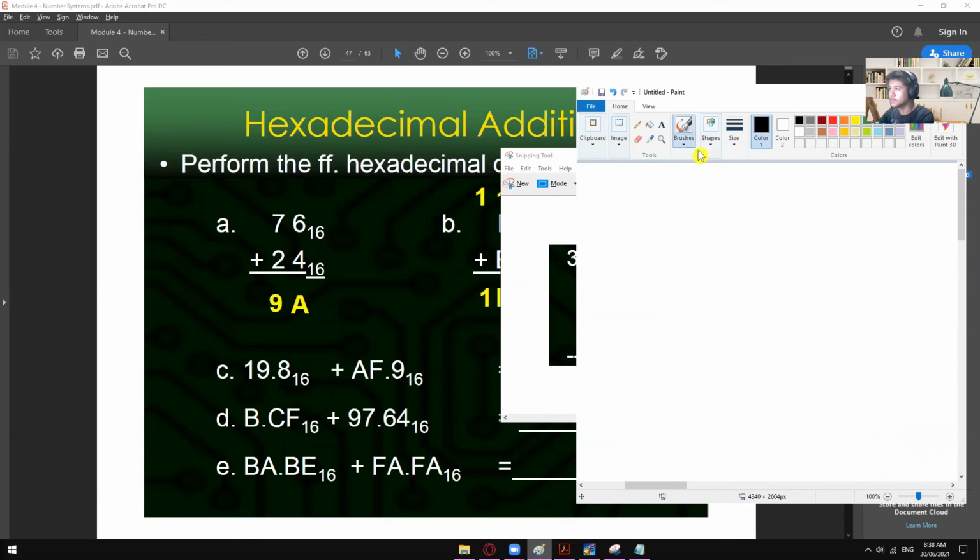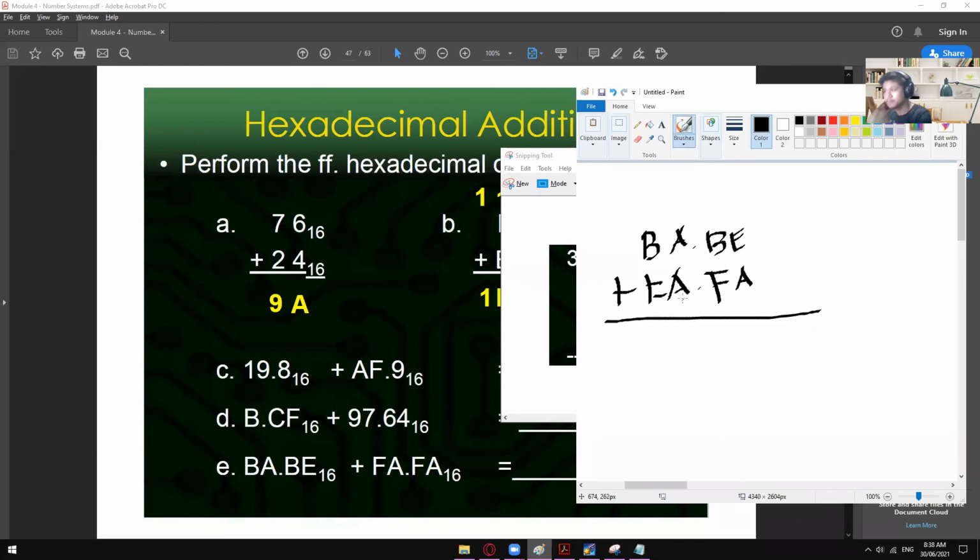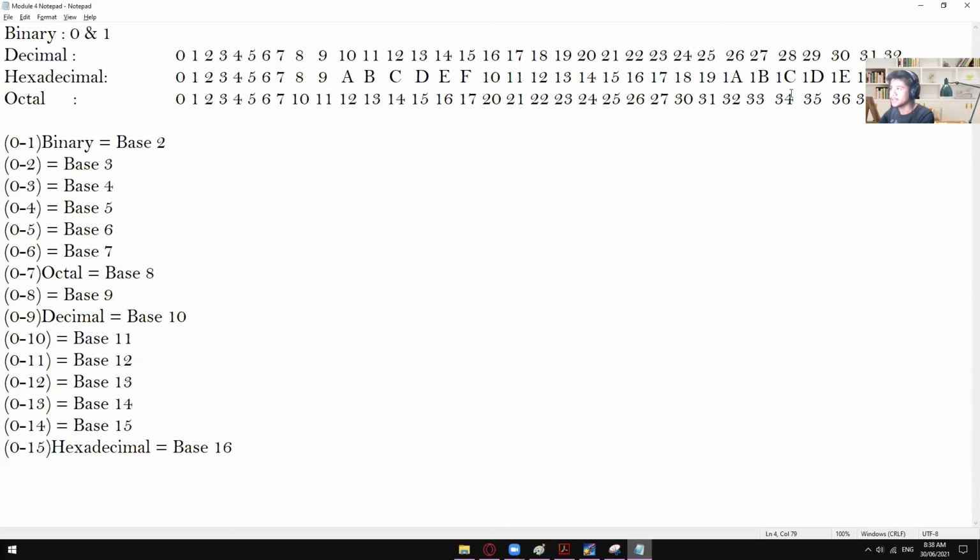Okay, so let's answer letter E. So BA.BE plus FAFA.FA. So B plus FA. Okay, so E again is 14 and then A is 10. So 10 plus 14 is 24. And in hexadecimal, 24 is equal to 18.